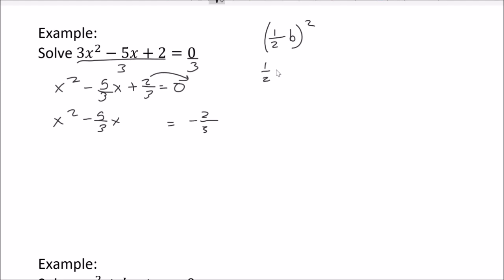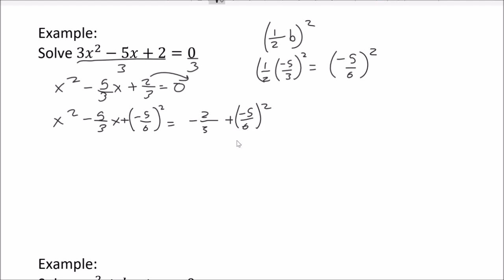So 1/2 times negative 5/3 squared. And looks like that's negative 5/6 squared. Okay, so let's keep going. So negative 5/6 squared. We're going to add, oops, I need a plus sign. And we're going to add it over here as well. And so now it's just time to factor and simplify.